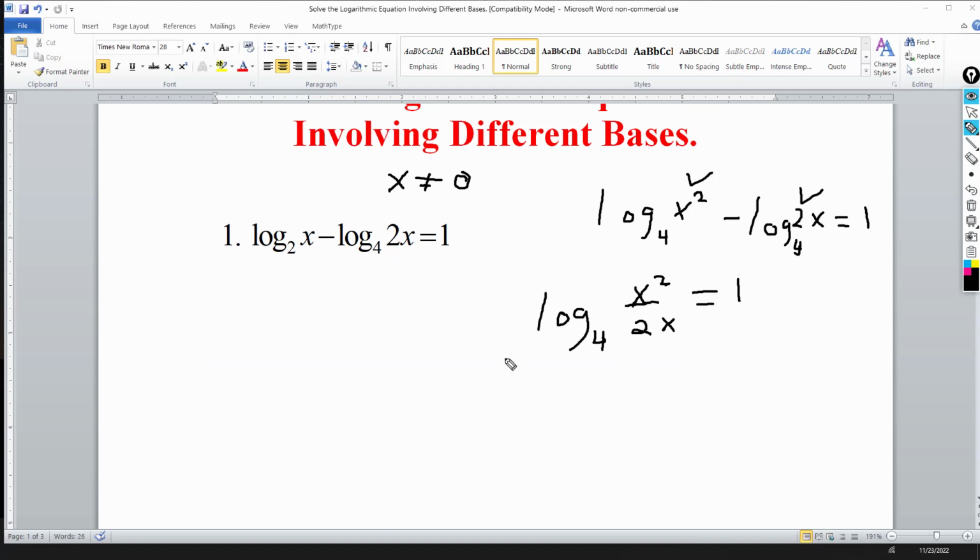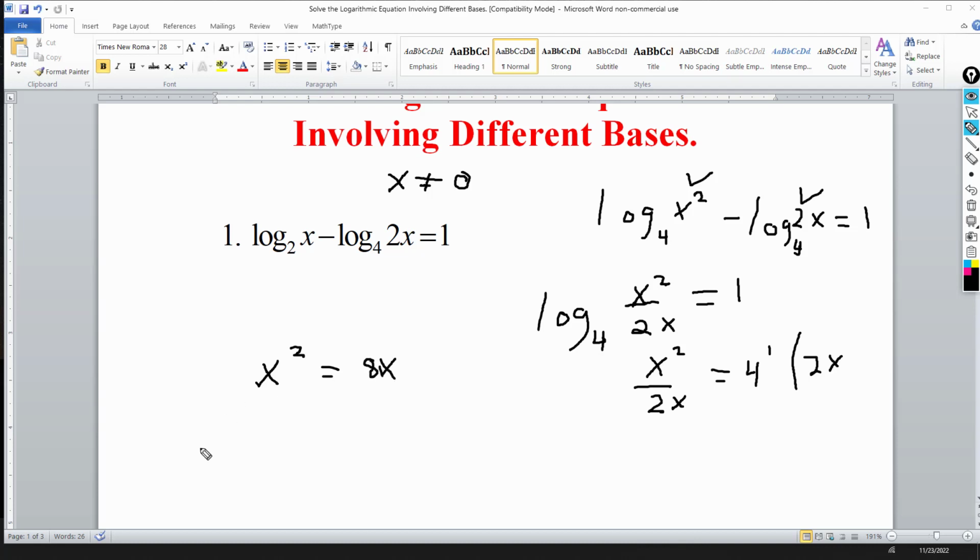Now, you have the standard log expression: the log of an expression to a base equals some number. That means that whatever this expression is, in this case x squared over 2x, has to equal this base 4 taken to that power. 4 to the 1 is 4. So I'm just going to multiply both sides by 2x. The 2x will cancel on the left side, giving me x squared. On the right side I have 2x times 4, which gives me 8x.